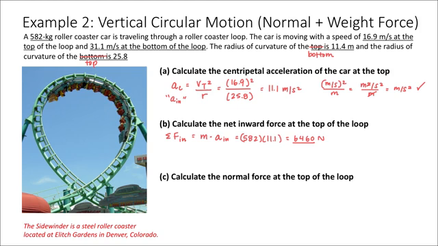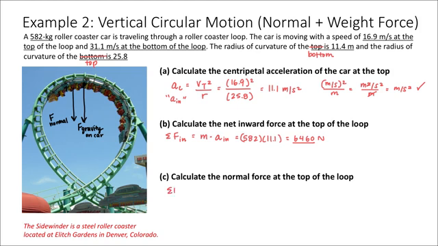At the top of the loop, I know that the gravitational force on the roller coaster car will be pointing straight down. I also know that the normal force provided by the track on the car will also be pointing downwards. That's because the normal force always acts perpendicular to the surface and acts against the object pushing against the surface, in this case, the car against the track. So in this situation, the net inward force pointing into the circle is actually going to be the sum of both the normal force and the gravitational force.